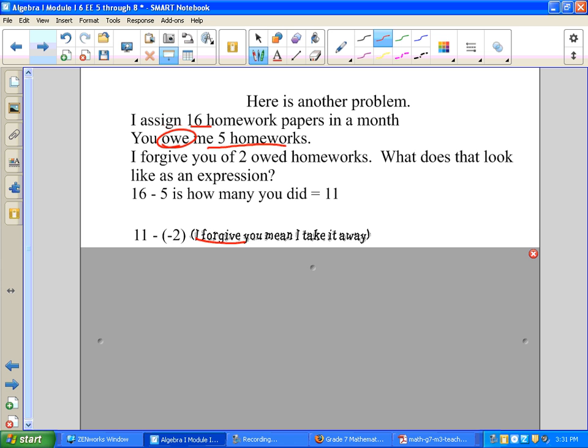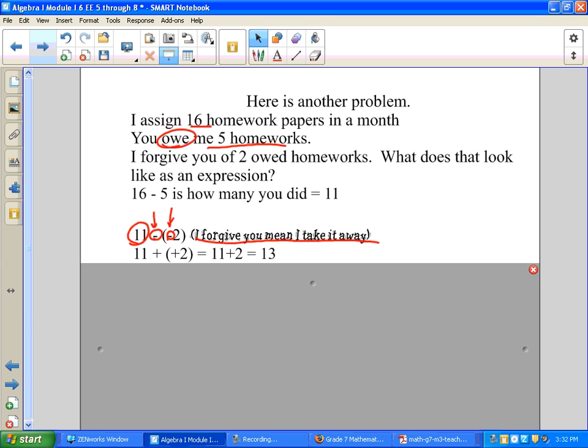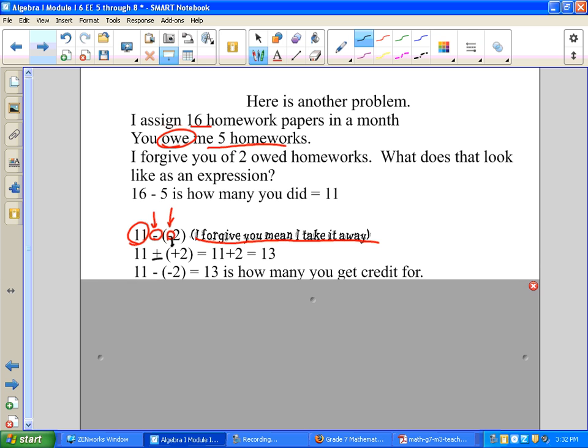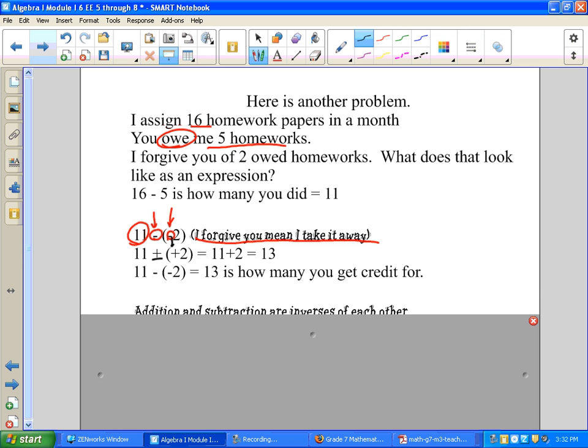I forgive you means I take it away. You owe me, that means negative 2. I forgive you means I subtract. So you had 11. I forgave you, subtracting the negative 2 that you owed me. I can rewrite that. I changed the negative to a positive. I changed the minus to a plus, so I have to change the negative to positive. So you did, technically, 13 problems, 13 pages. 11 minus negative 2 is 13, and 13 is how many you get credit for.